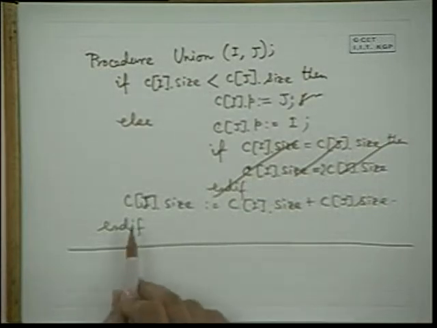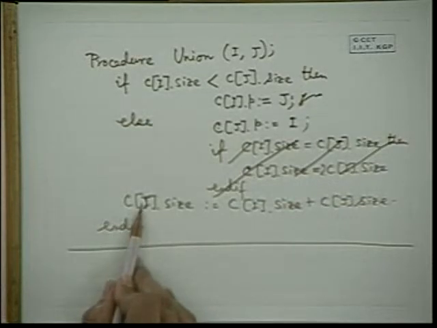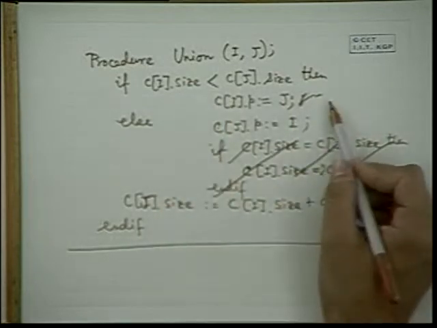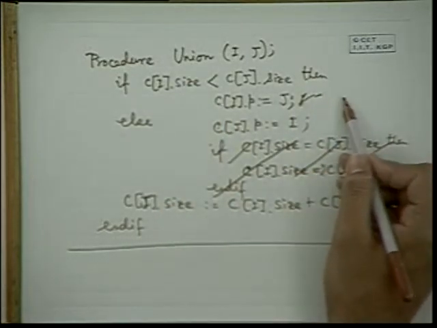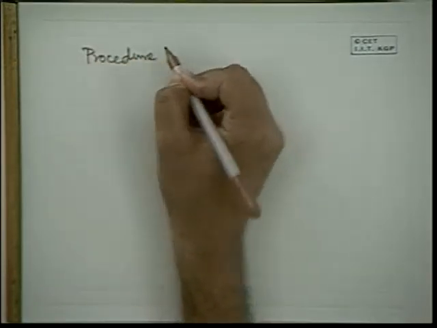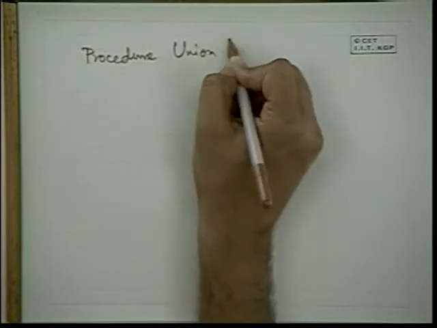Oh, actually there is one thing you have to be careful about. I cannot write Cj dot size because sometimes we are changing i or sometimes we are changing j. So we will do it at the point where we are changing it. So let me write it down again so that this is not clumsy. So procedure, one has to be careful about the size changing.